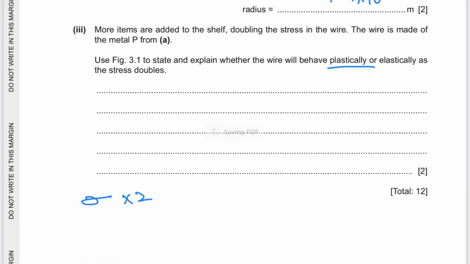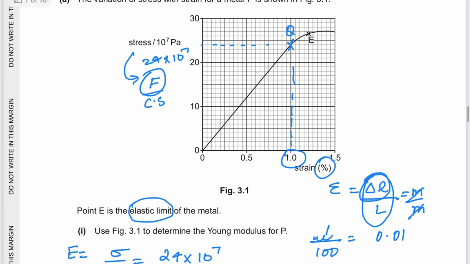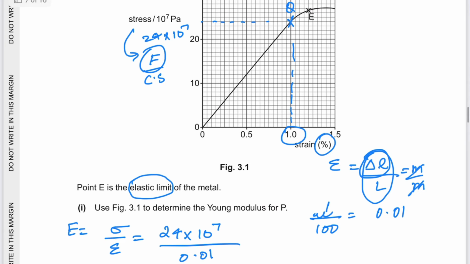So let's see if the stress value reaches the elastic limit or not when it's multiplied by 2 for this wire. We knew the stress here to begin with was 1.5 times 10 raised to 7 pascals, and multiply that by 2, that would be 3 times 10 raised to 7 pascals.